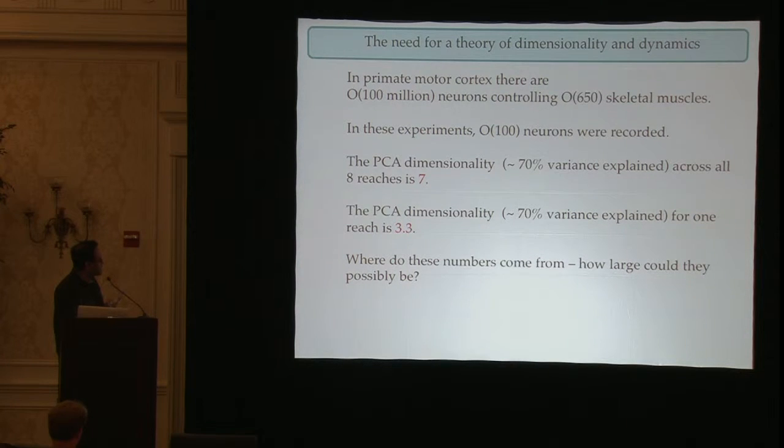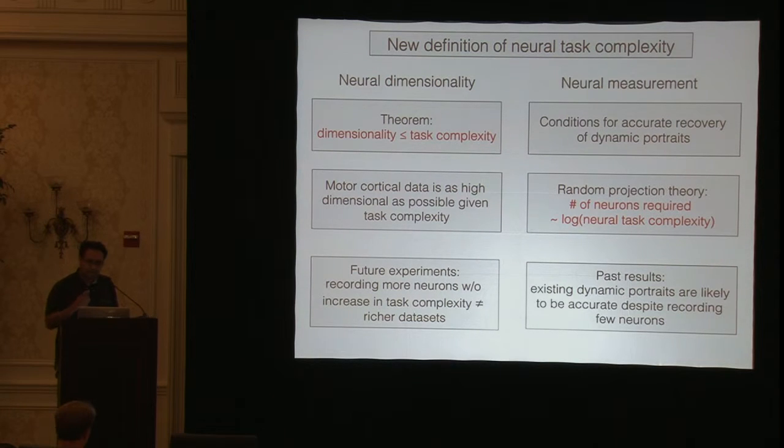So the question is, where do these numbers come from? They're in some sense a fundamental description of the complexity of the data set, but we have no theory for why they take the quantitative values that they take. So we'd like to offer such a theory that answers this and the previous questions. So let me give you the take-home messages. You may suspect that the complexity of the neural data is somehow related to the complexity of the task that the monkey is doing.